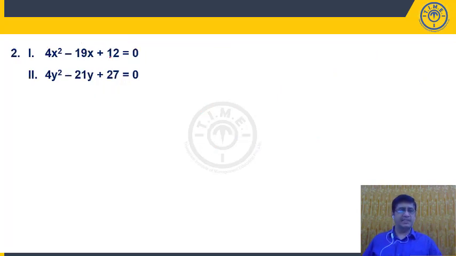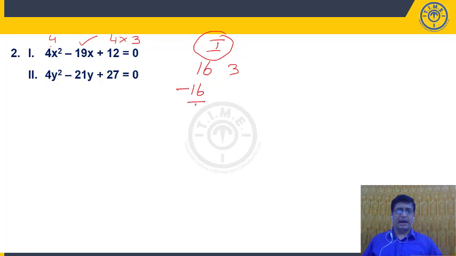4x square minus 19x plus 12. 4 into 12 is equal to 48. Now 48 can be expressed as a product of two numbers, 16 and 3. Now if you observe this, 16 and 3, what is the possibility? 16 plus 3 is 19, the middle part. So the roots of the first quadratic equation are minus 16 by 4 and minus 3 by 4.